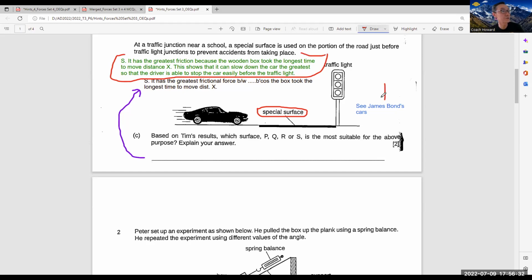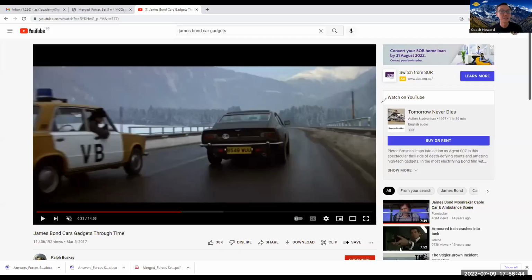Okay, I want to show you a quick video clip on this James Bond car, some amazing car that has enhanced features. Okay, you watch this video.